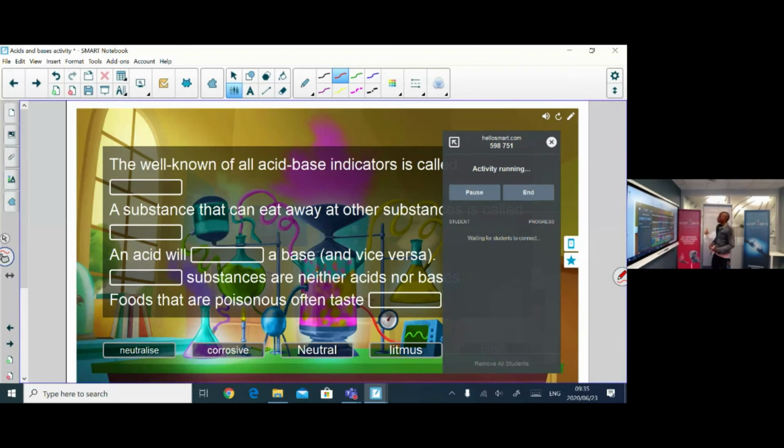So the first question says, the well-known of all acid and base indicators is called what? We just discussed it. We said it's litmus paper. It's a strip of paper that will react with a particular substance, and upon changing color, it will indicate whether this is an acid or a base. That's litmus paper.